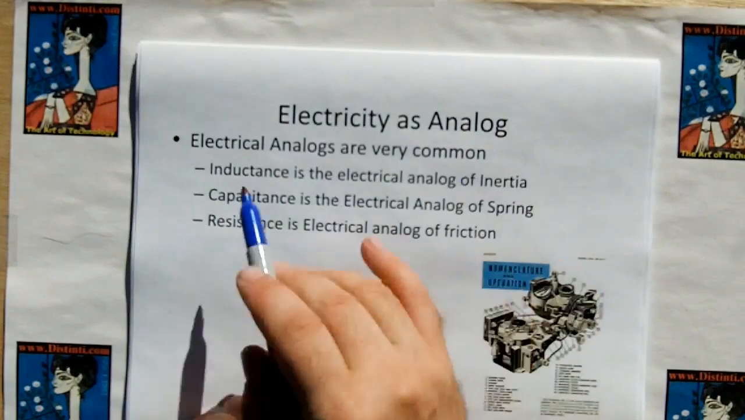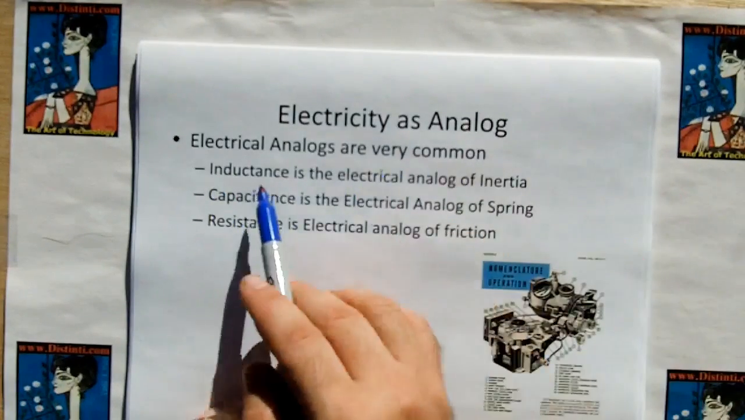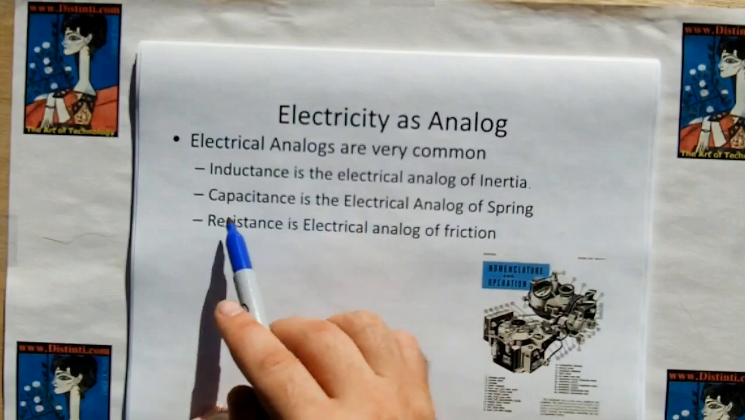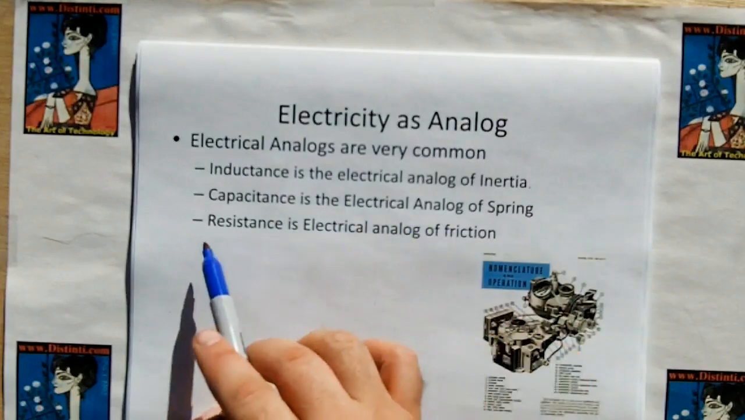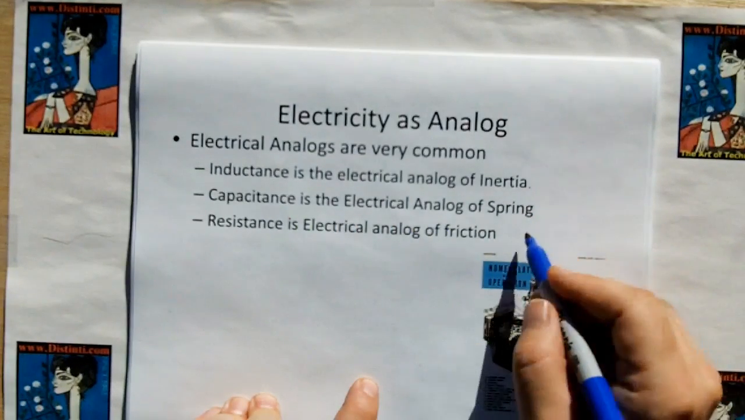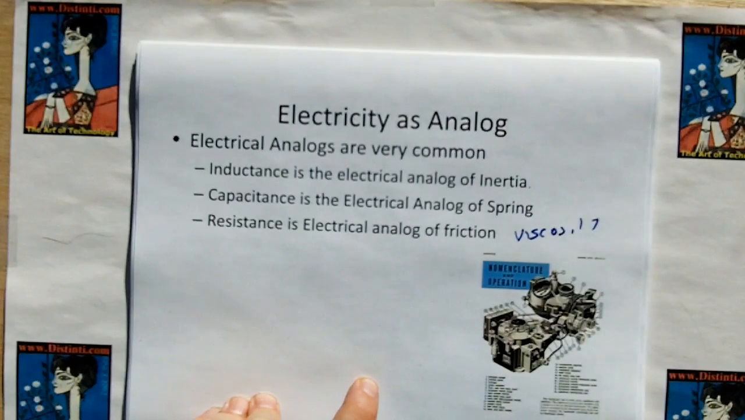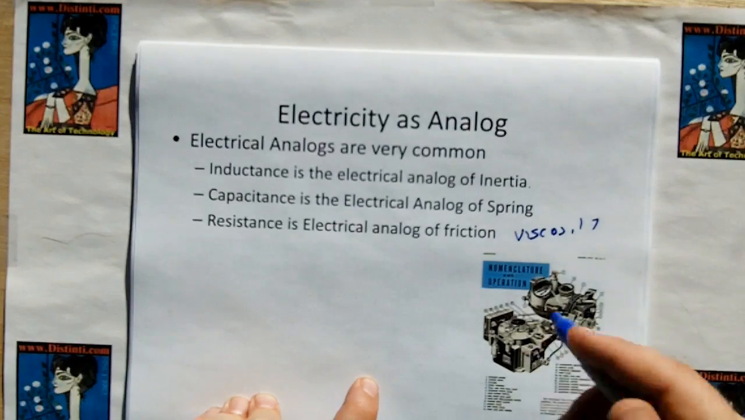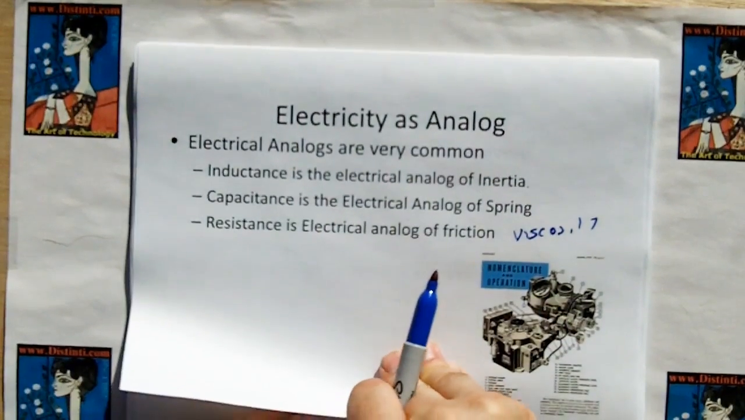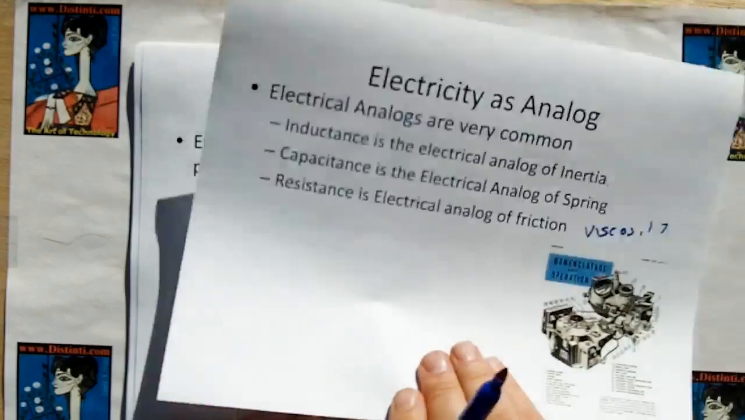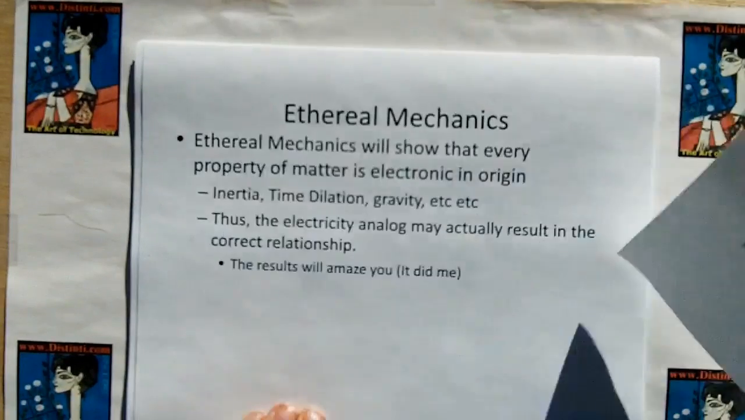Okay, electrical analog is very common. Inductance is the electrical analog of inertia, capacitance is the electrical analog of spring, and resistance is the electrical analog of friction, and in this case we're going to use it for viscosity. I have a picture of a Norden bomb site there. I was trying to look for an electrical analog computer. I found that, and I put that there thinking I was going to talk about it. I forgot to remove it. That's a very interesting story there.